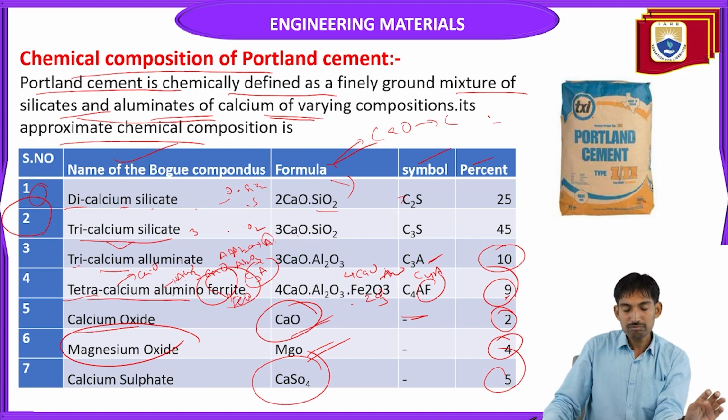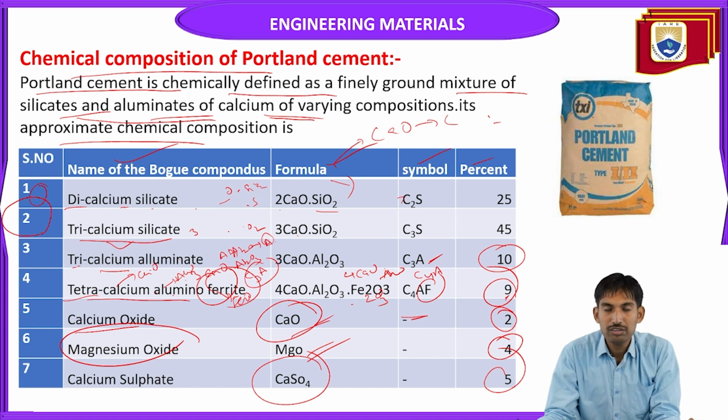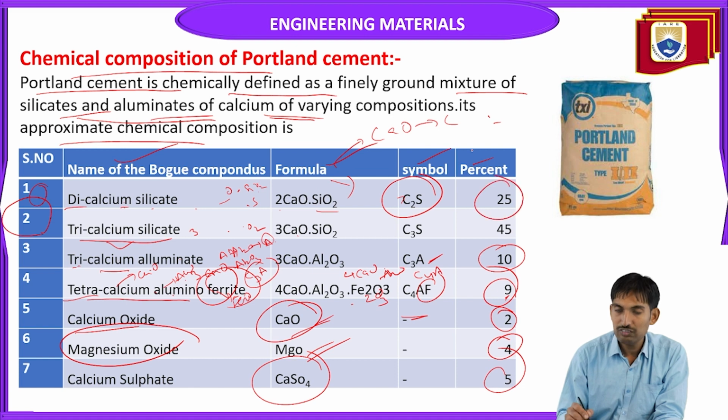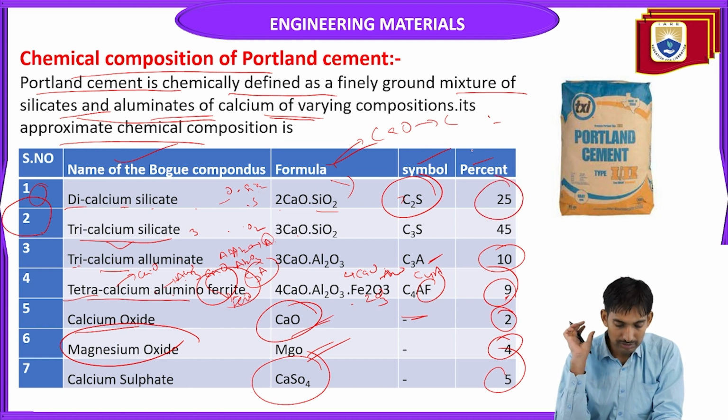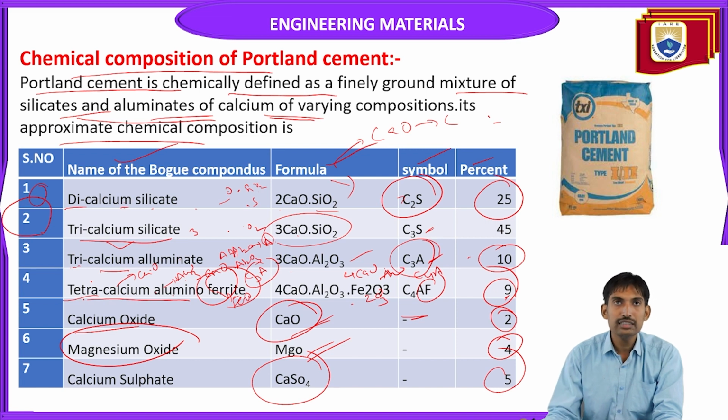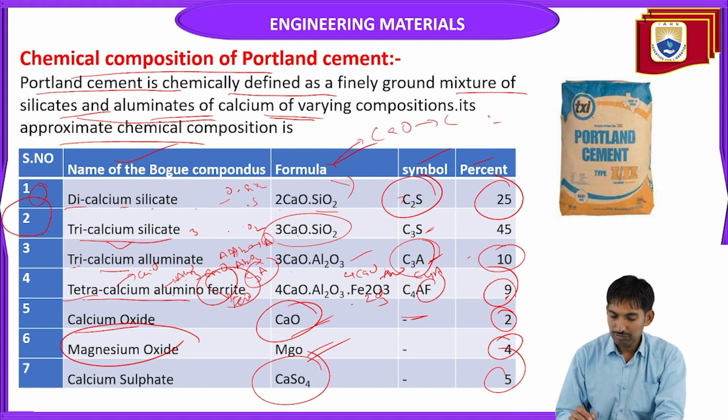What are those? Dicalcium silicate: the chemical formula is 2CaO SiO2, the short form is C2S. It contains 25%. The next is tricalcium silicate, 3CaO SiO2, short symbol C3S. It contains 45%. The next compound is tricalcium aluminate, 3CaO Al2O3, short form C3A. It contains 10%. Then tetracalcium aluminoferrite, the chemical formula is 4CaO Al2O3 Fe2O3. The short form is C4AF.